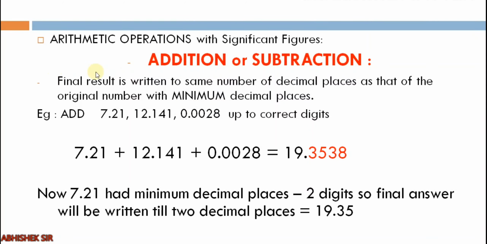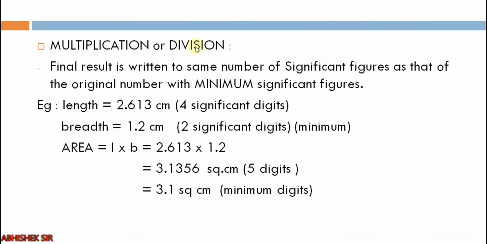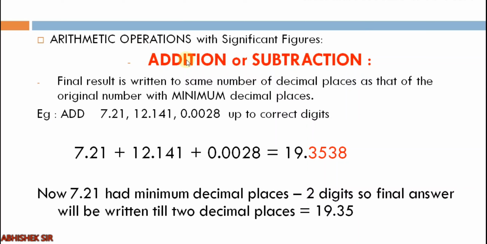So what we do, we have one rule for addition and subtraction, another rule for multiplication and division. So let us see what is the rule for addition and subtraction. Now this topic will be very easy, no need to cram anything, just see the example and it will be clear. Now I am speaking the rule. Final result is written to the same number of decimal places as that of the original number with minimum decimal places.